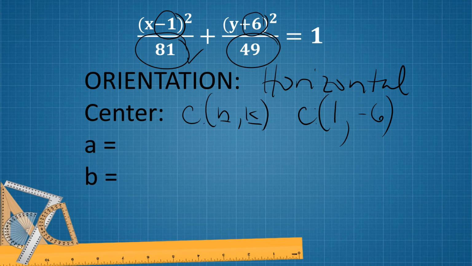Now, we need to find the values of a, b, and c. To find the values of a, b, and c, we need to write a squared, which is equal to 81. Why is it 81? Again, a squared represents the greater denominator.